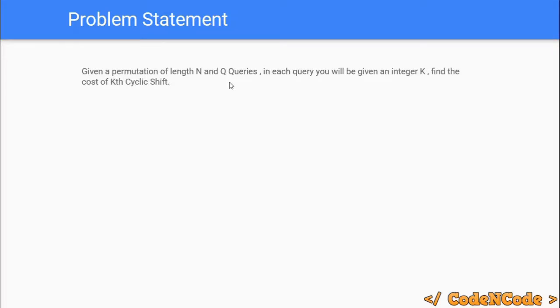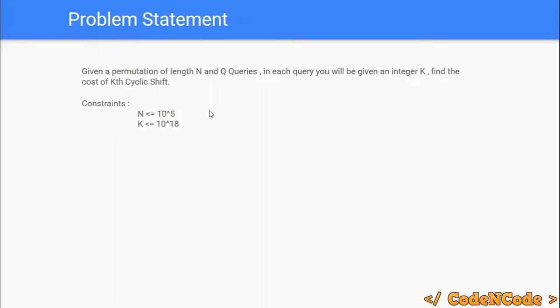Now there are q queries. In each query you will be given an integer k and you will be asked to find the cost of the kth cyclic shift. For simplicity, let's assume we are talking about right cyclic shift.